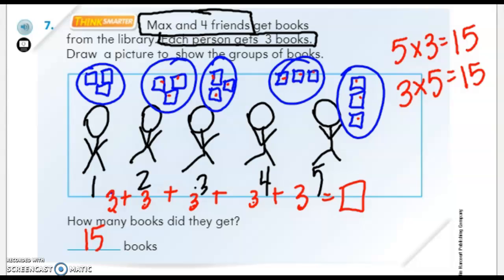All right, so just think about that as you work on problems in the future. When we're doing equal groups, when we're doing repeated addition, it really is the foundation for multiplication.